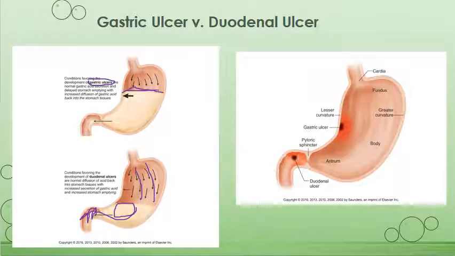Looking at the schematic over on the right, this is an example of a gastric ulcer. This is an example of a duodenal ulcer. And one is caused by delayed emptying out, and the other is caused by too much going in. Okay? We'll talk about that. I think that'll be clarified even more later.